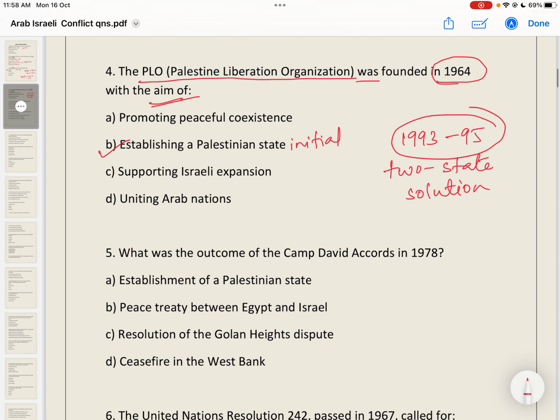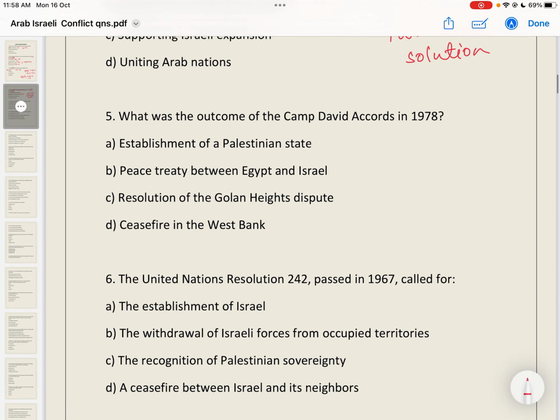Okay. Now coming to question 5. What was the outcome of the Camp David Accords in 1978? Camp David Accords, very very important, because the leaders of Israel and Egypt held secret meetings in the US. What was the outcome of this? A. Establishment of Palestinian state? No. B. Peace treaty between Egypt and Israel? C. Resolution of the Golan Heights dispute? D. Ceasefire in the West Bank? The right answer is B. Peace treaty between Egypt and Israel.